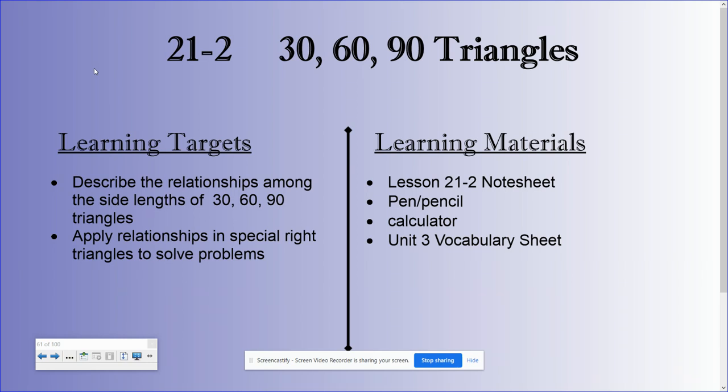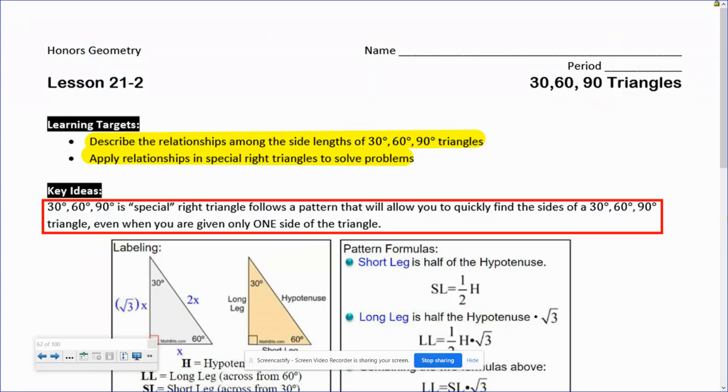So today's special triangle we're going to talk about is the 30-60-90 triangle. We're using the same note sheet from yesterday, just on the back side here. So make sure you have that note sheet again, a calculator if you need it, and your vocab sheet so you can write these down.